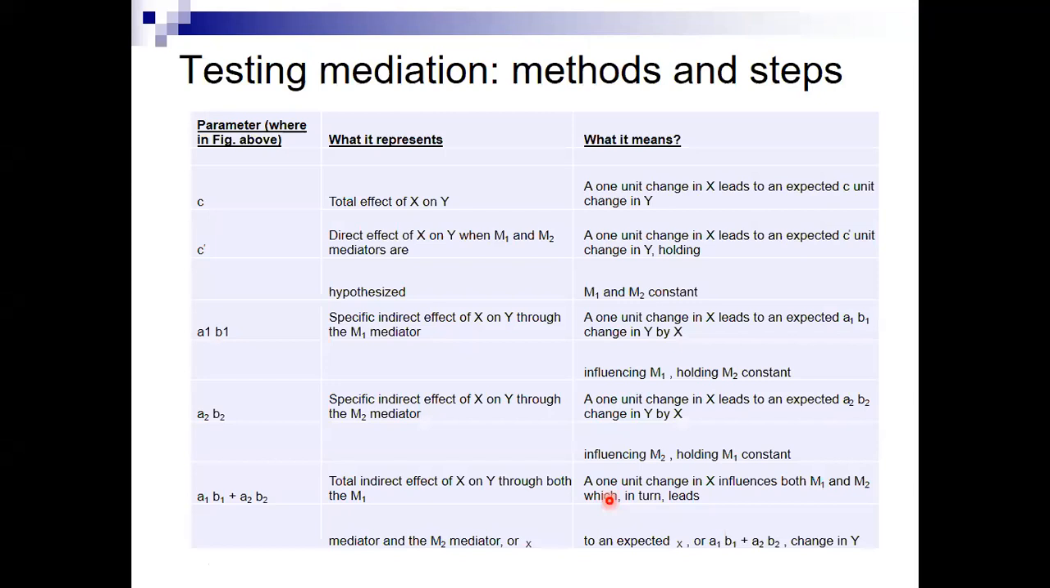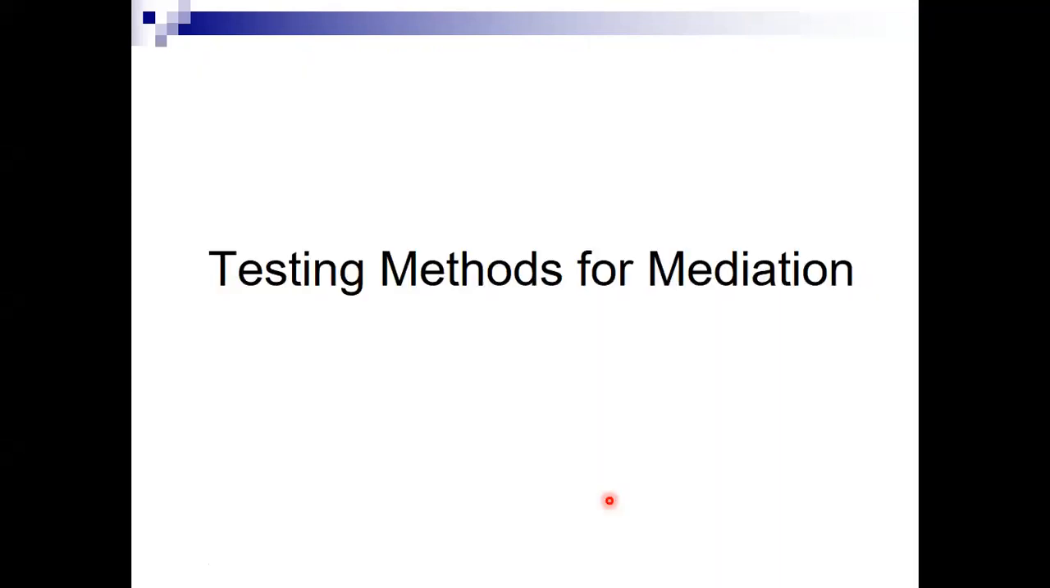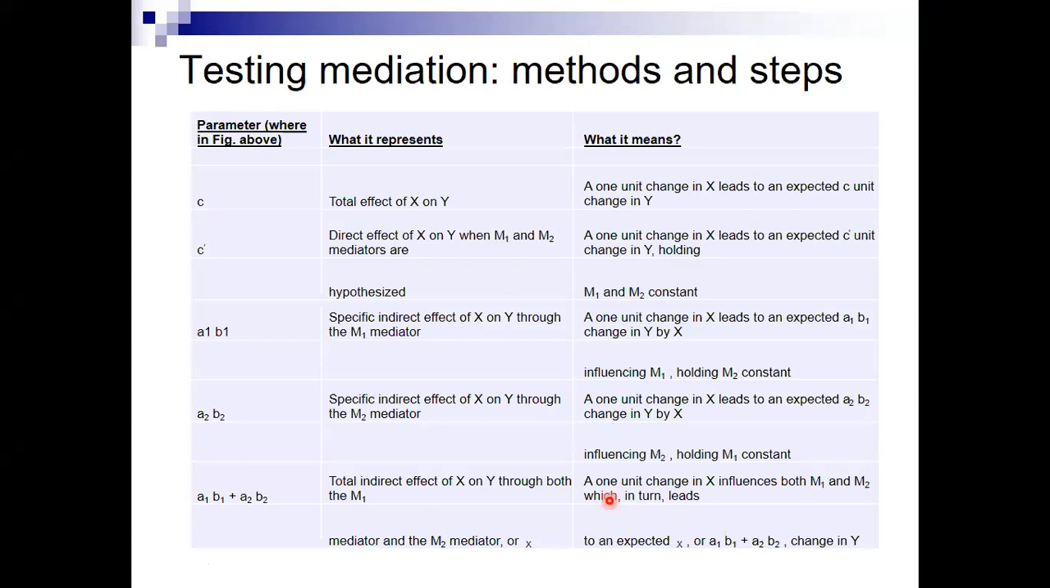There are several methods and steps, and each method has its steps. Now, I will not read all these, but I'm just going to show you how the testing procedure is normally done. You have the C complement, A1, B1, A2, B2. Of course, here we are assuming the presence of two mediators, okay? And these are paths actually: C complement, A1, B1, A2, B2, and then this combination.